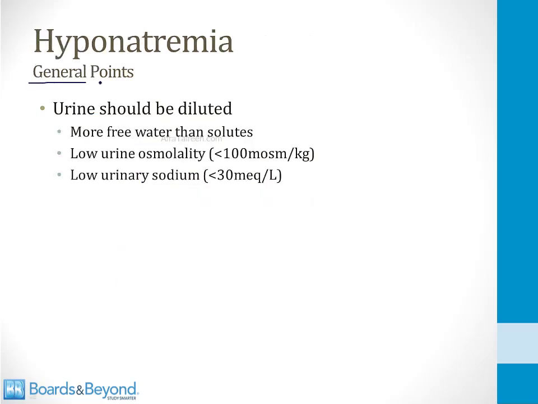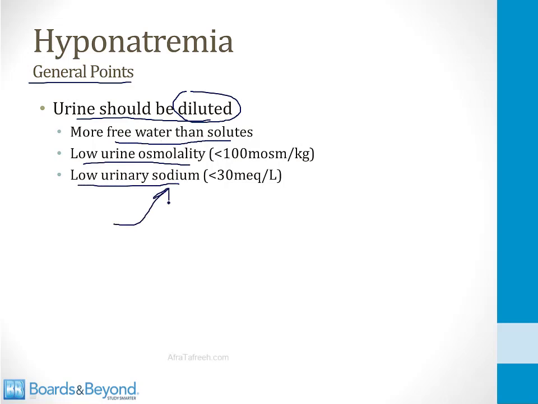Just a couple of general points, and then we'll get into specific causes of hyponatremia. In the setting of hyponatremia, if the body is responding appropriately, the urine should be diluted. The kidneys should be excreting free water, and there should be more free water than solutes in the urine, thus the urine should be dilute. This means that the urine osmolality should be low, and in addition, you may see a low urinary sodium. However, remember that the urinary sodium varies to some degree with the dietary intake, so it's not as reliable a marker as the low urinary osmolality.